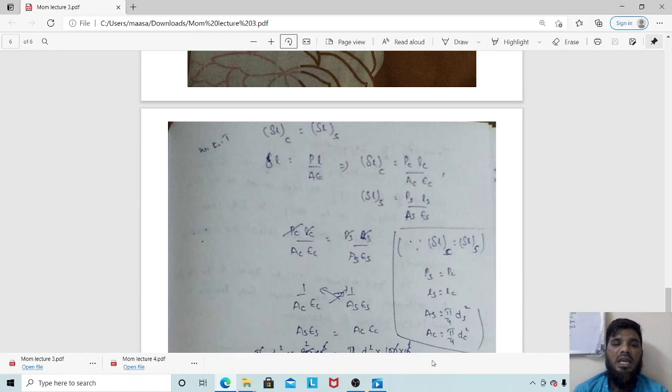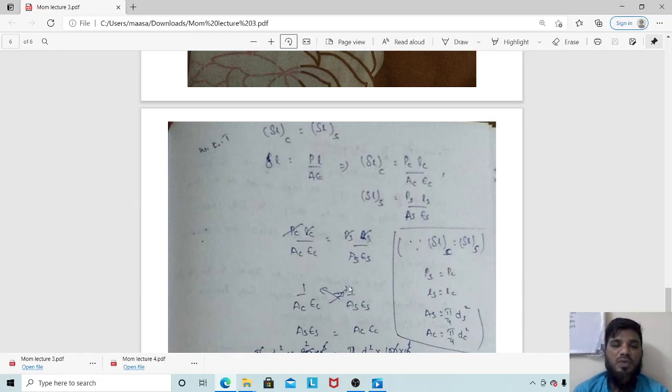Now since they are equal, we can equate these two values. PC LC by AC EC is equal to PS LS by AS ES. But they have given PS and PC are equal, so we can cancel them. And LC and LS are equal, so we can cancel them. So what is left is 1 by AC EC is equal to 1 by AS ES.